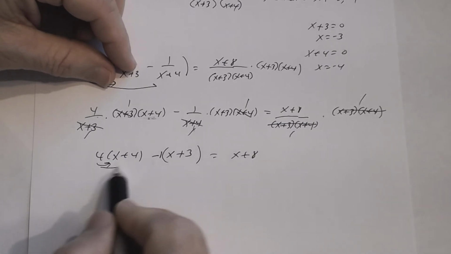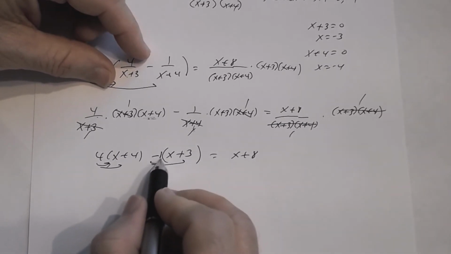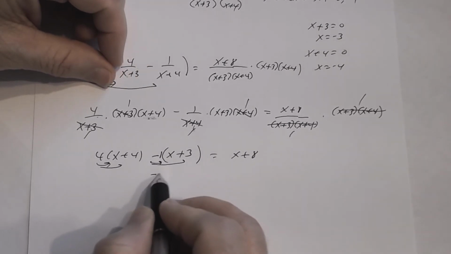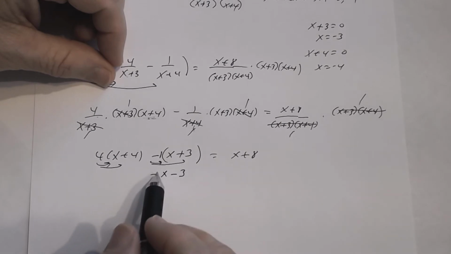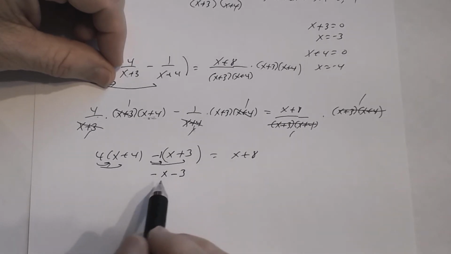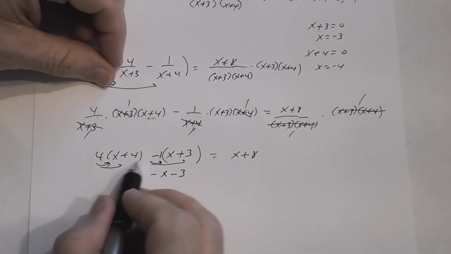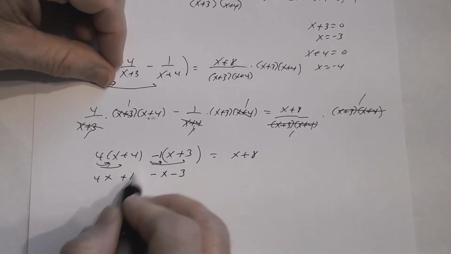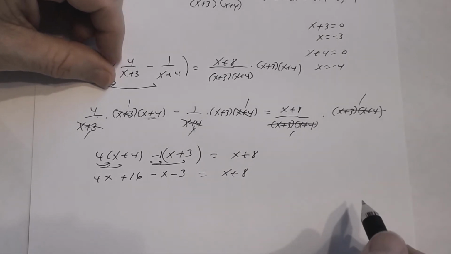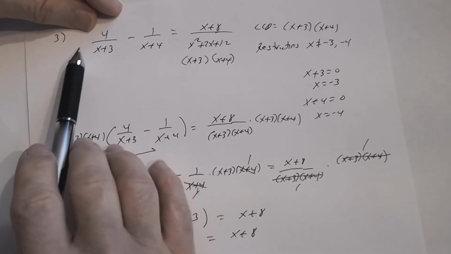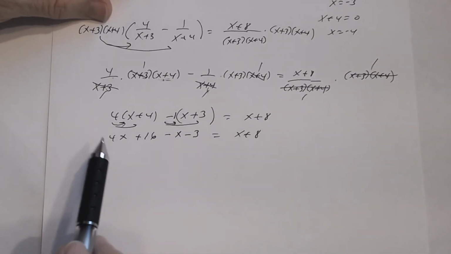Okay, now distribute. And you see the whole point of putting that in parentheses was because when you distribute this part here, you get negative x minus 3. And if you didn't have parentheses, you would have said negative x plus 3, and so you already would have had an error. Okay, over here, that's 4x plus 16. 4x plus 16 equals x plus 8. So notice in this case, I went from a rational equation to a linear equation.